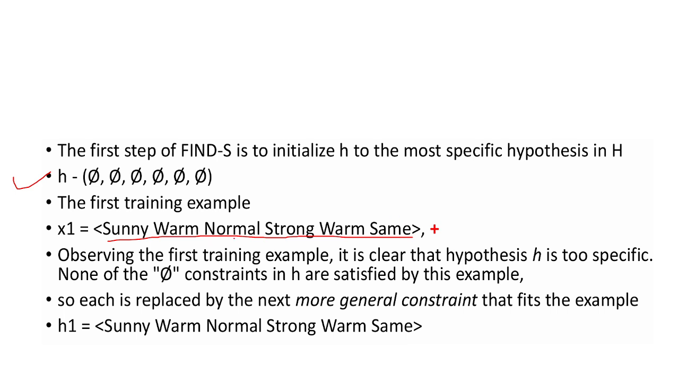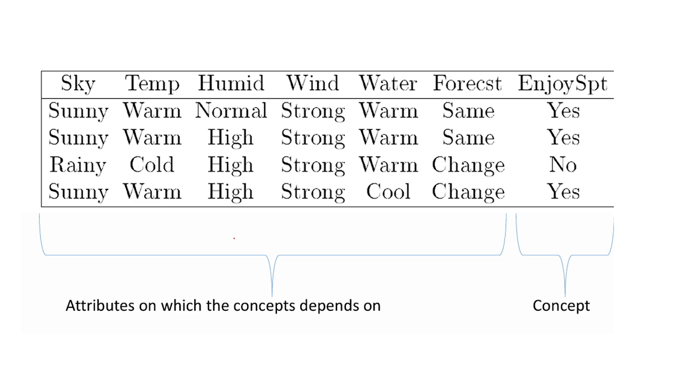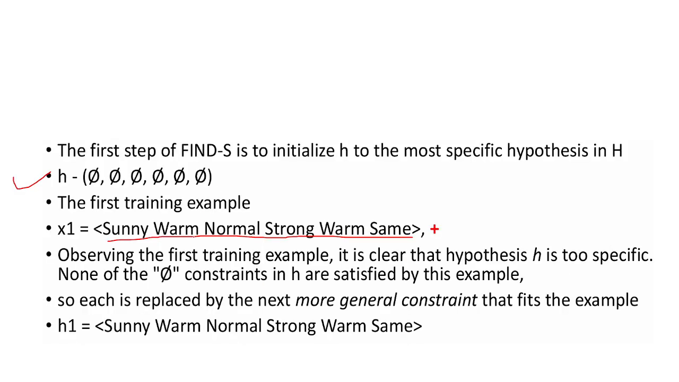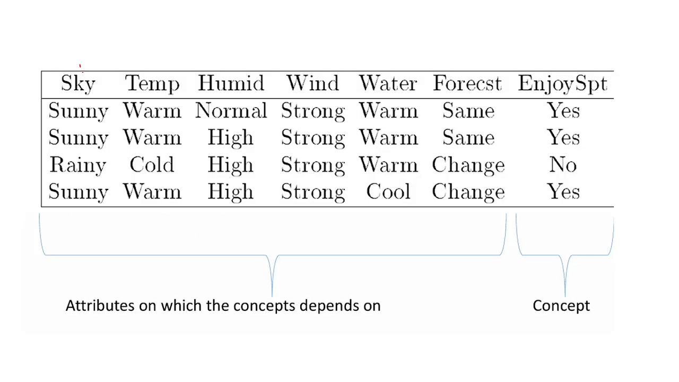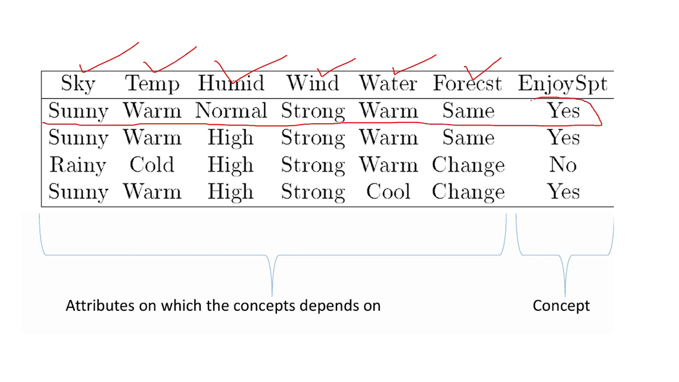These are all the attributes. What are the attributes? Sky, temperature, humidity, wind, water, and forecast. We have taken this first example because this is a positive example.